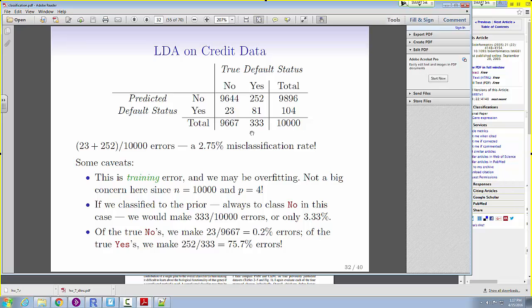So this misclassification rate is an overall assessment. How many total errors did you make? But it can hide some subtleties because, for example, we made a false negative most of the time. 2.75% misclassification rate, that's good. But there were 252 people who had cancer that we didn't catch. So the rate of false negatives, 252 out of 333, that may be unacceptable.